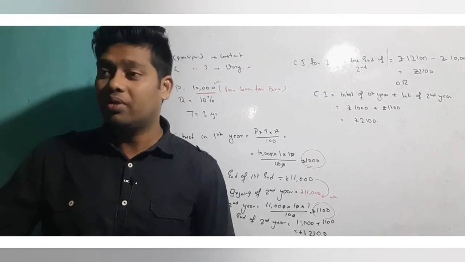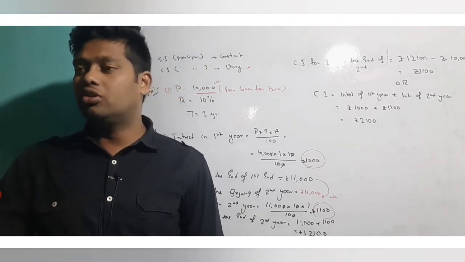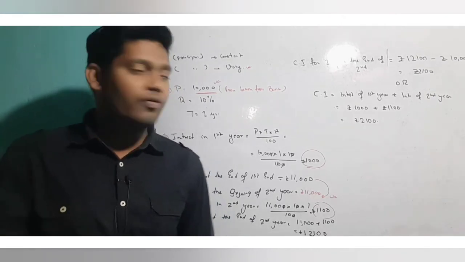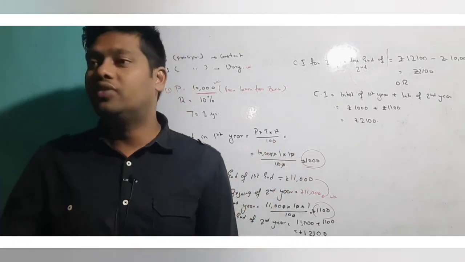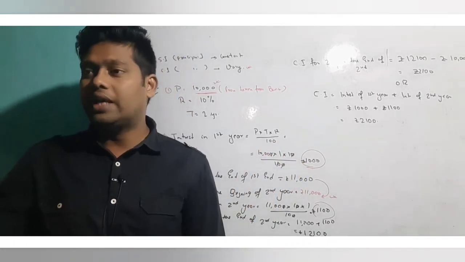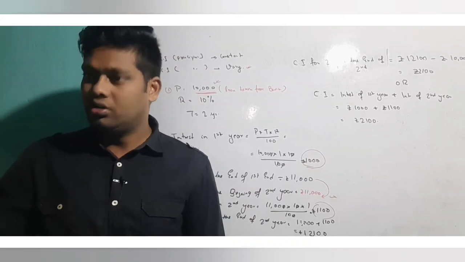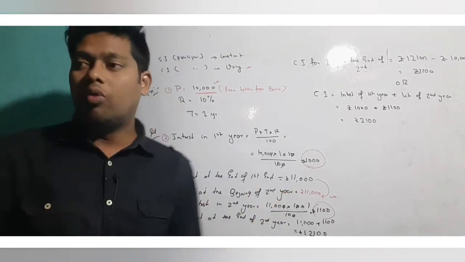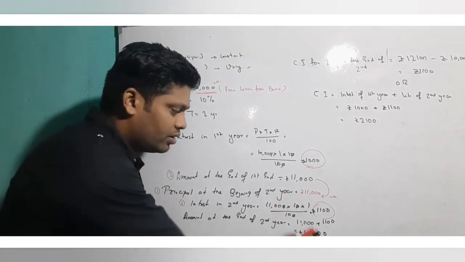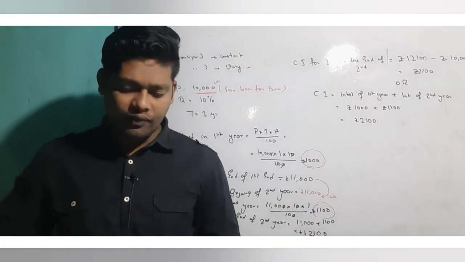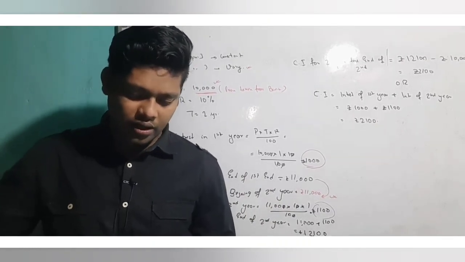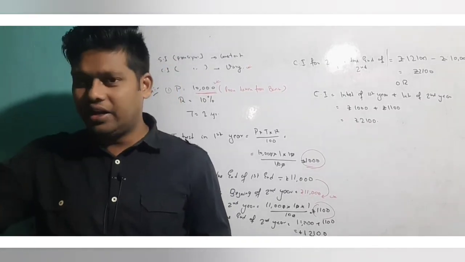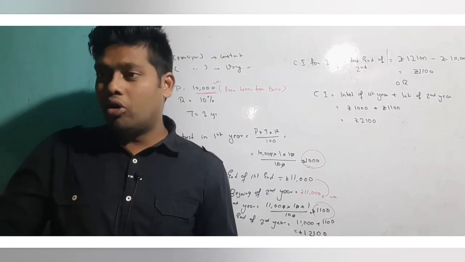Accrued means you have got that value, you have achieved this value, 1,000 rupees, but till now it has not been credited in your account. So they may ask, what is the amount accrued at the end of the first year? 11,000. What is the amount accrued at the end of the second year? 12,100. So they may try to confuse you with many words. Okay, understand?